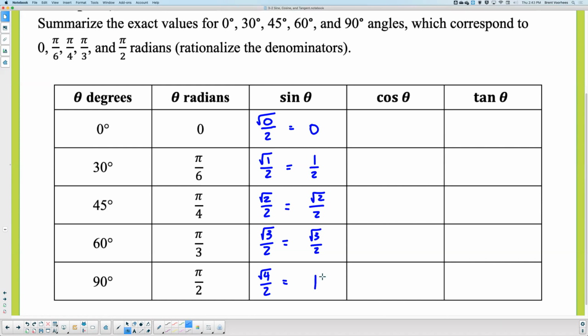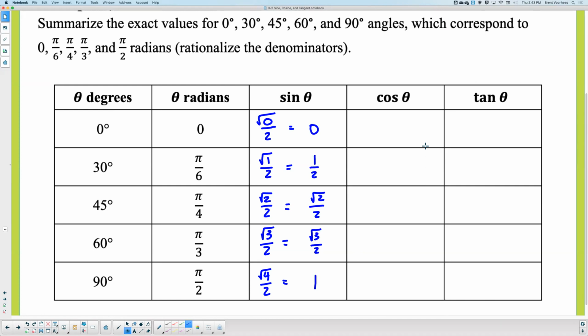Okay. If you pay attention to the reduced values, it's harder to see the pattern. If you look at the unreduced, it's very easy to see the pattern. What's the pattern? The square root just counts up. 0, 1, 2, 3, 4. Make sense? Okay, let me show you cosines. You ready to see cosines?